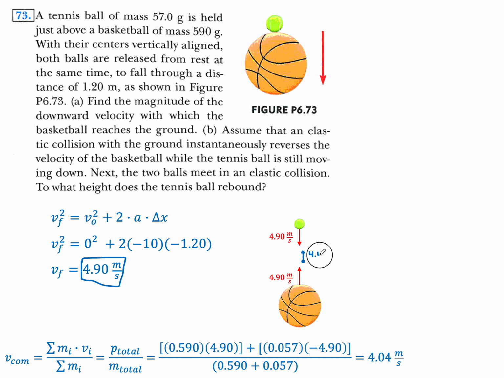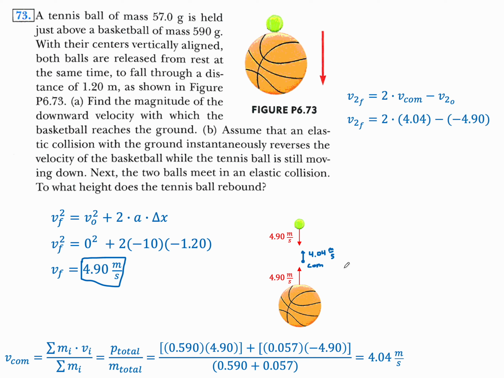At this point, you could use logic and figure out how fast the tennis ball is approaching the center of mass, and then figure out how fast it'd be moving away from it. Remember, that's the same thing. Or I'm going to use the quick formula, which is the final velocity of object 2 after the collision is 2 times the velocity of the center of mass minus its initial velocity.